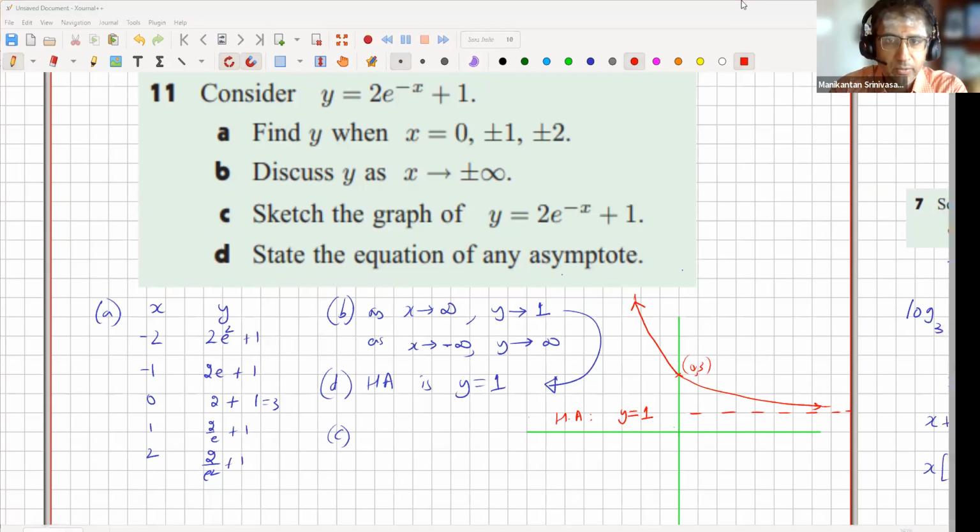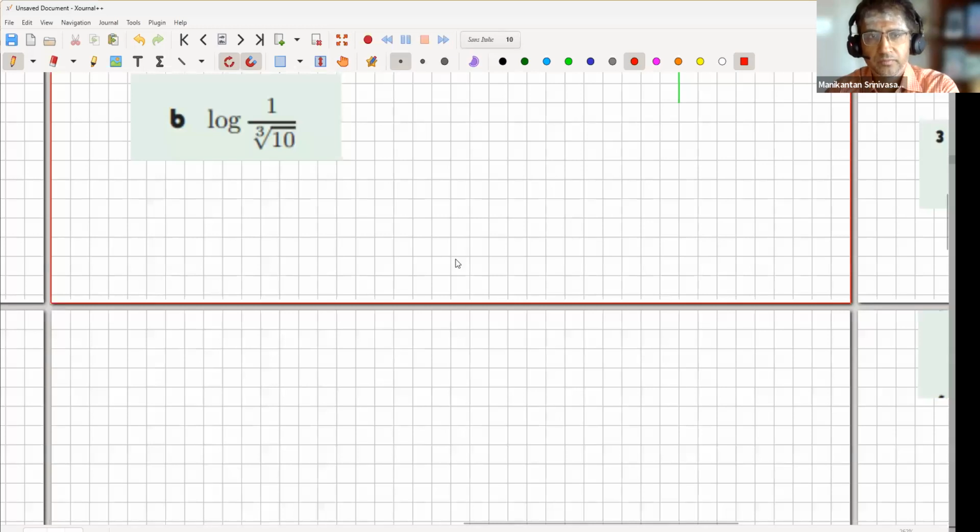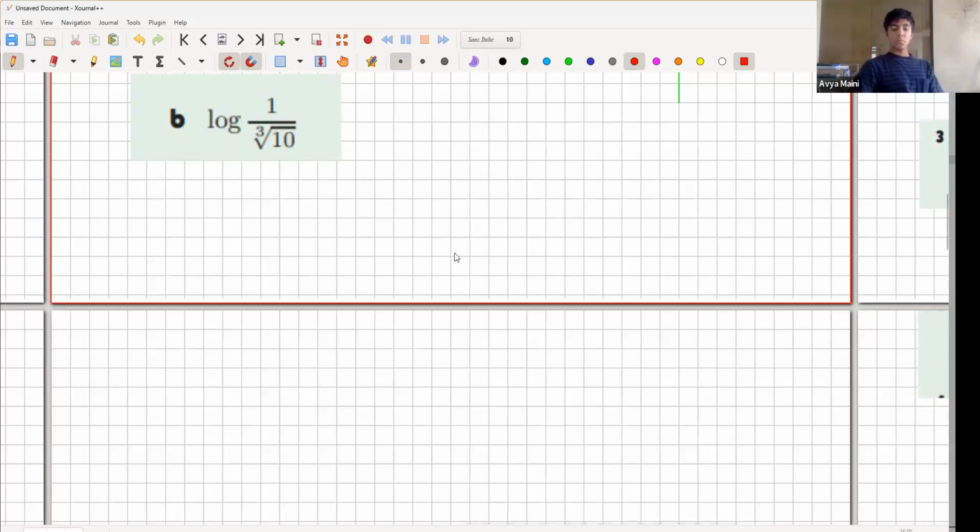Now come back to chapter 4, logarithms. Page 147 would be 4a, the non-calculator based questions. Can we do 2b? Page 147, guys. No calculator. So minus 1/3. Minus 1/3. Very good. Agreed?